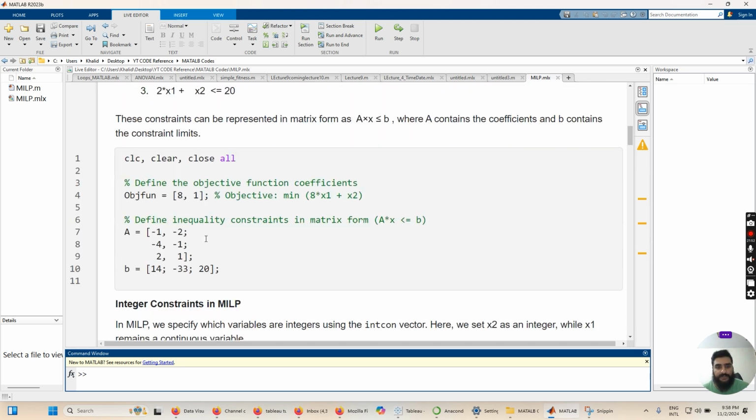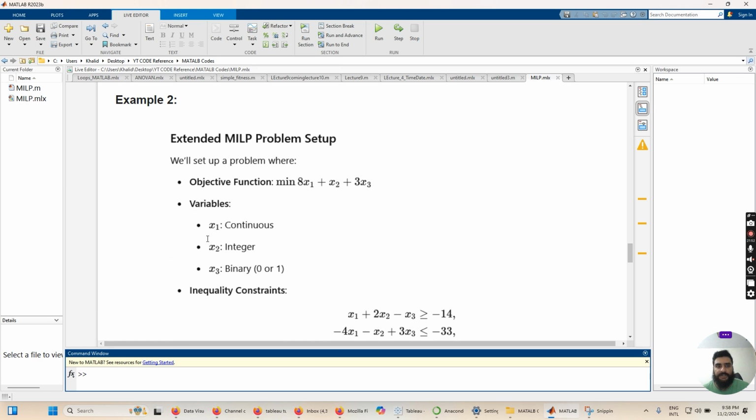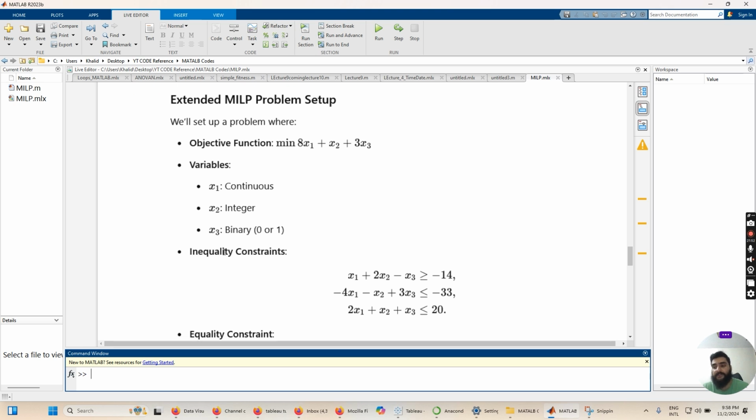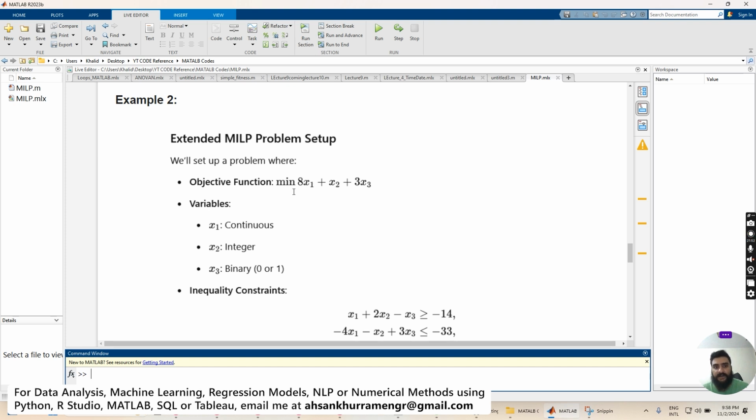So the optimization problem that we are going to solve in this code is here. We need to minimize an objective function that is 8x1 + x2 + 3x3. The variable x1 is a continuous variable, so it can take a value of 1, 1.2, 1.3, 5.5 and so on, while x2 will be an integer. Its value will be like 1, 2, 3, 7, 8, 9, but not floating values like 1.5 or 6.5. And x3 will be only a binary integer, that is, its value will be either 0 or 1.